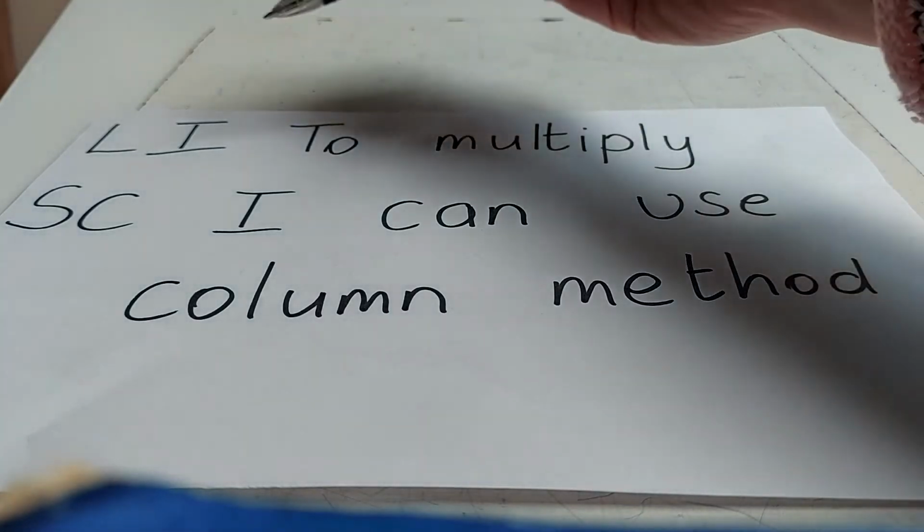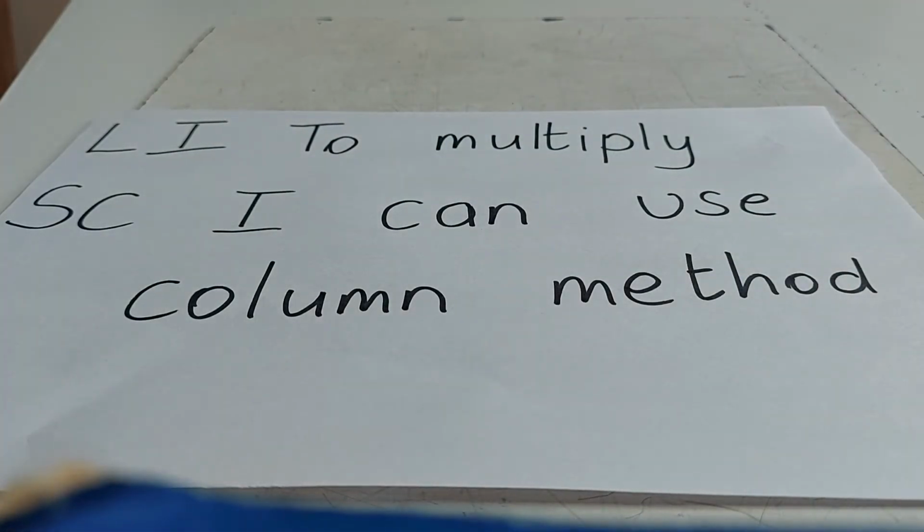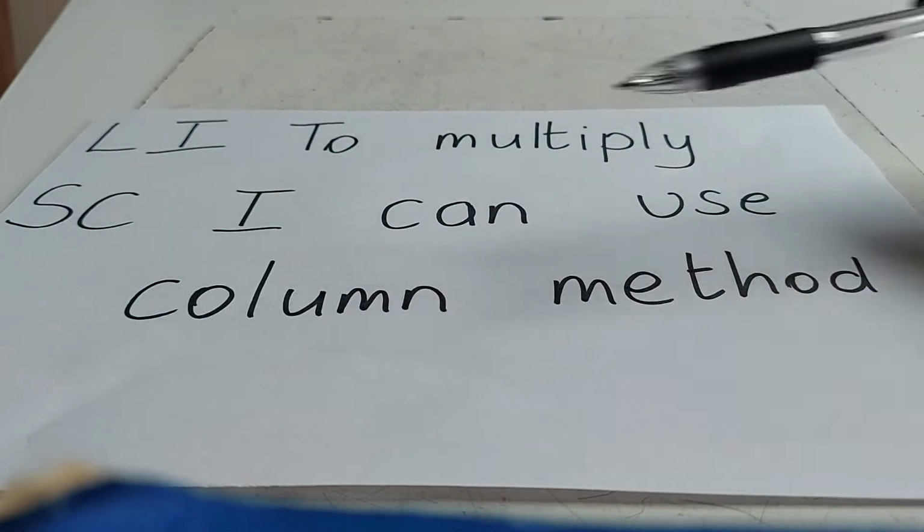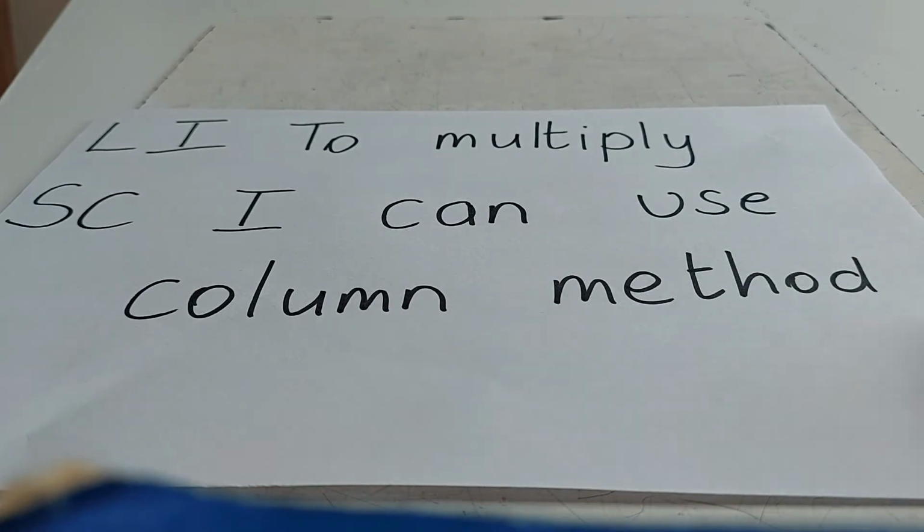So today we are learning to multiply and we are building on from yesterday's work. Our success criteria is I can use column method and all will become clear. First of all, we will revise the expanded column method that we did yesterday.